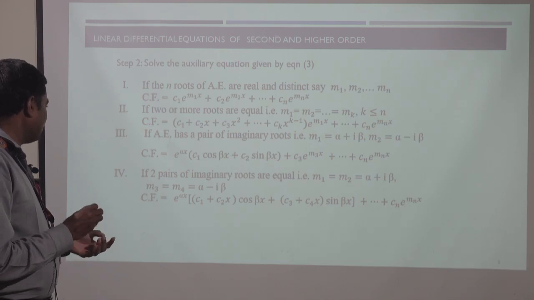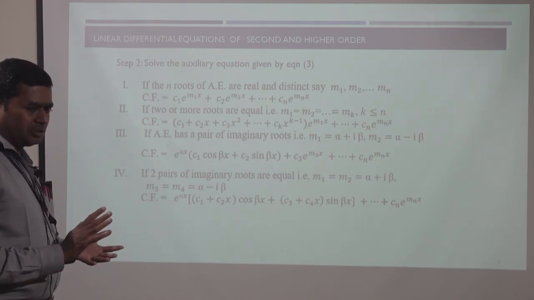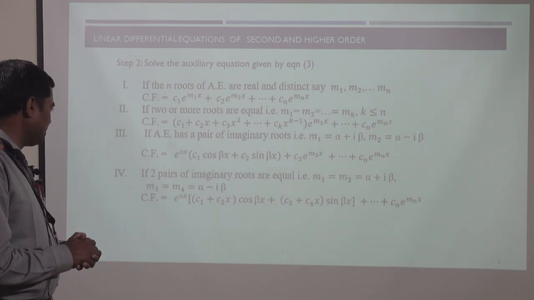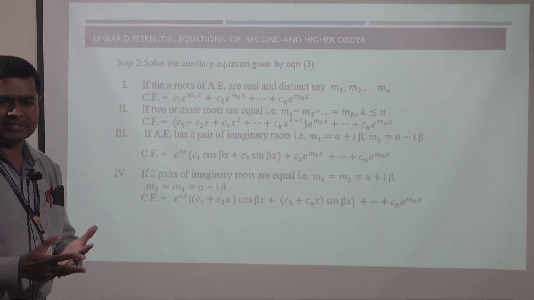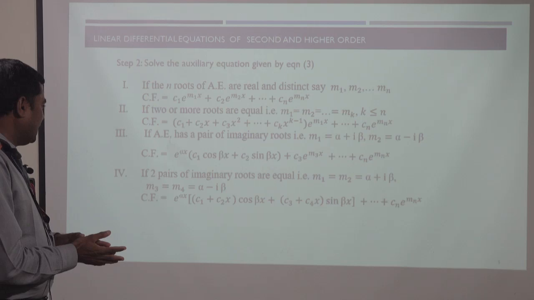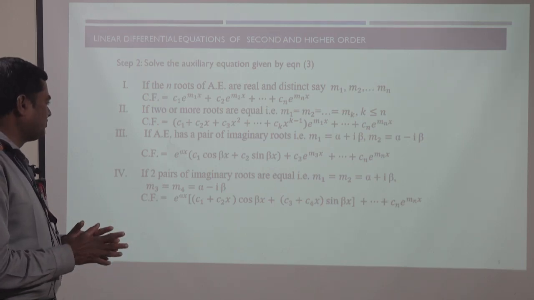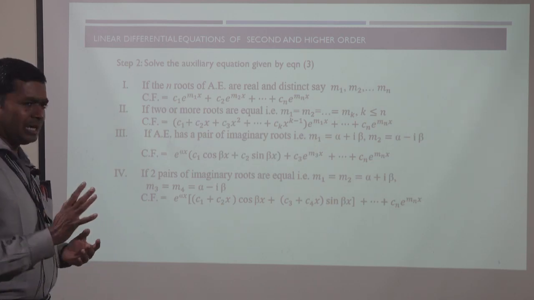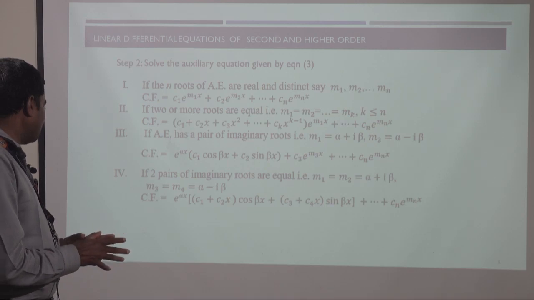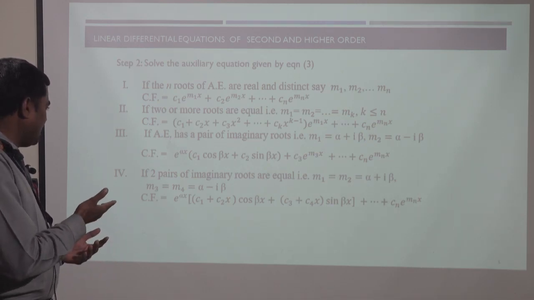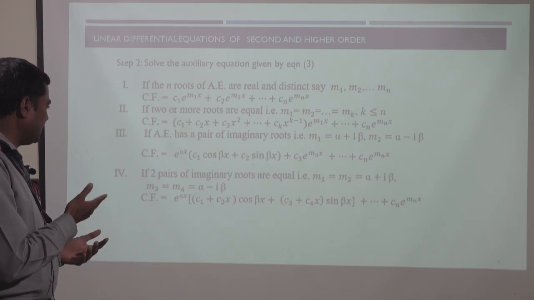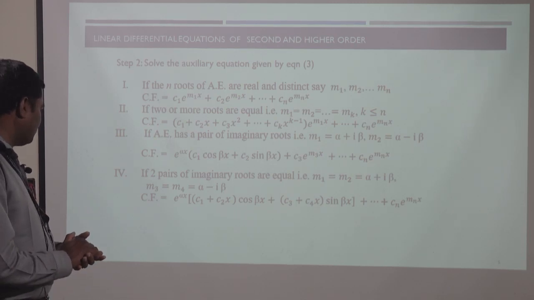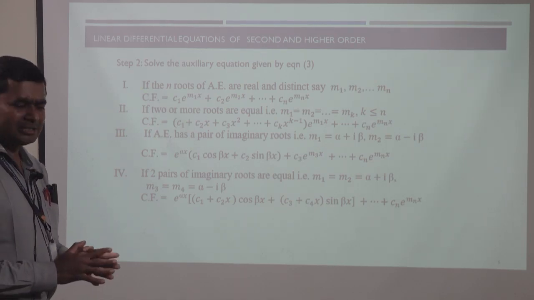Third case: suppose our roots are imaginary. In the third case, the auxiliary equation has a pair of imaginary roots. Let us assume the roots are alpha plus or minus i beta, so m1 is alpha plus i beta and m2 is alpha minus i beta. These roots are imaginary, with real part alpha and imaginary part beta. The corresponding complementary function is e to the power of alpha x into (c1 cos beta x plus c2 sin beta x).